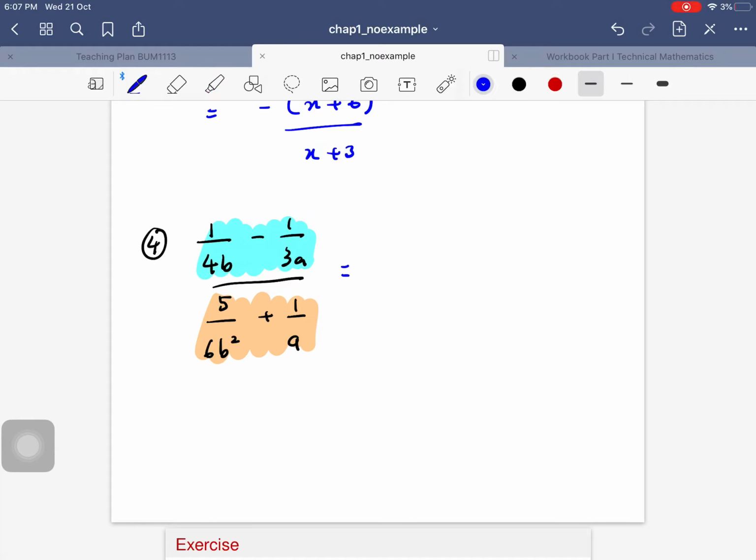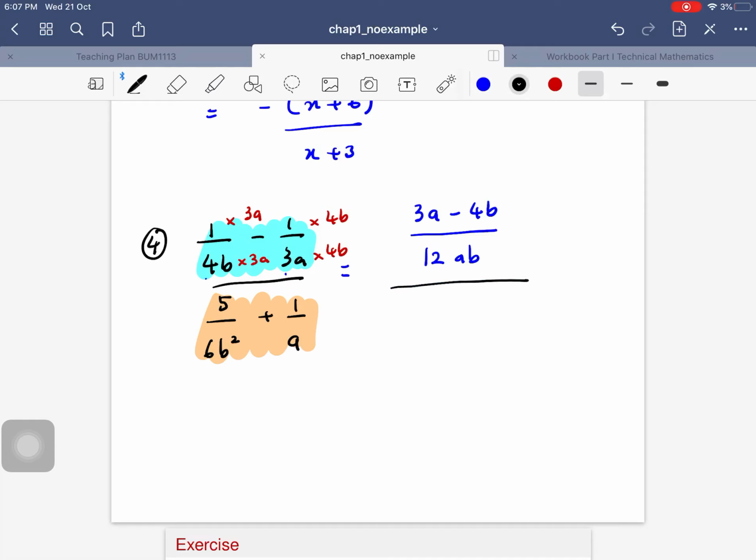Okay, at the top, I have the constants 4 and 3. The common factor between them is going to be 12, so here I'm going to have 12. This is going to be multiplied by 3a, top and bottom, and here you're going to multiply that by 4b. So my denominator is going to be 12ab. At the top, I'll end up with 3a minus 4b.